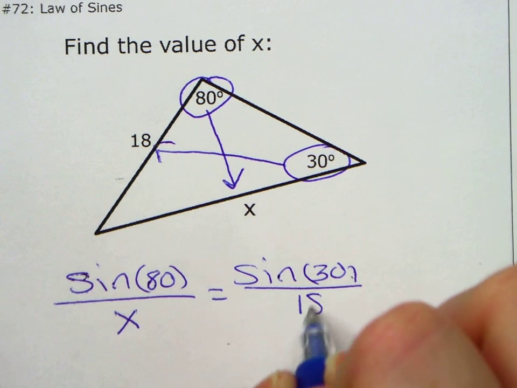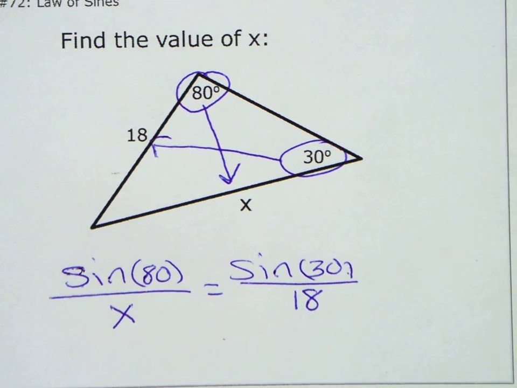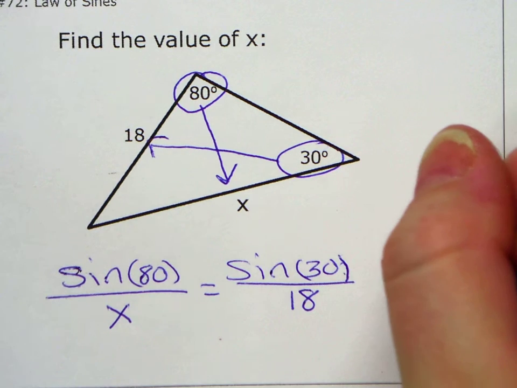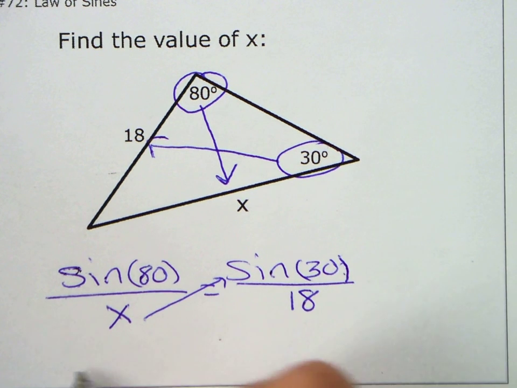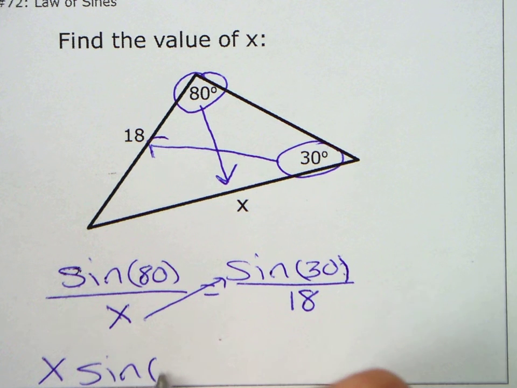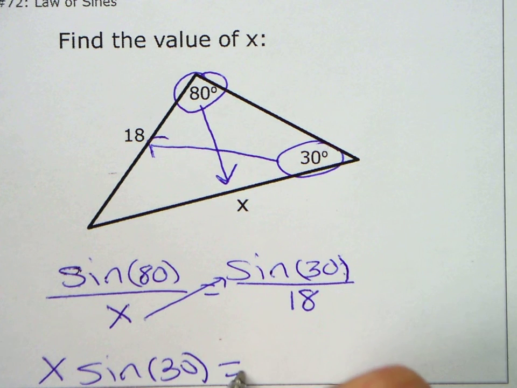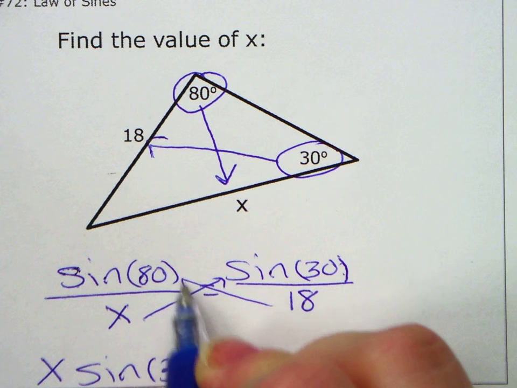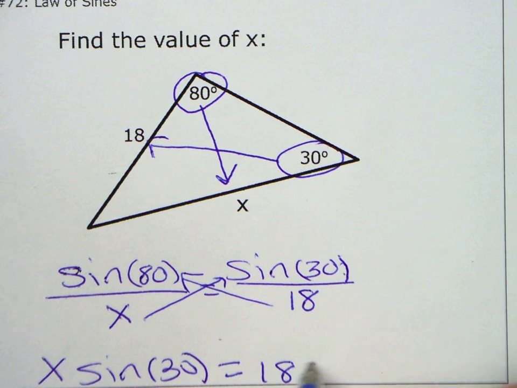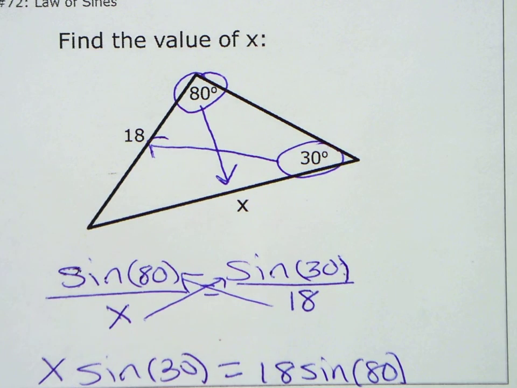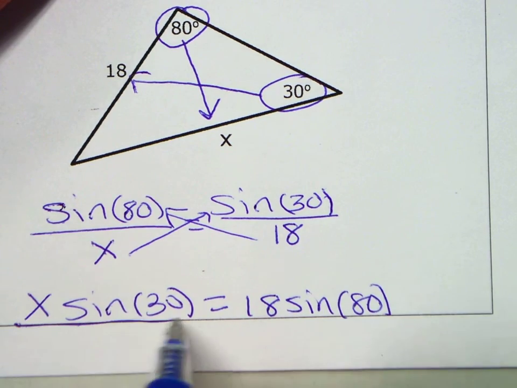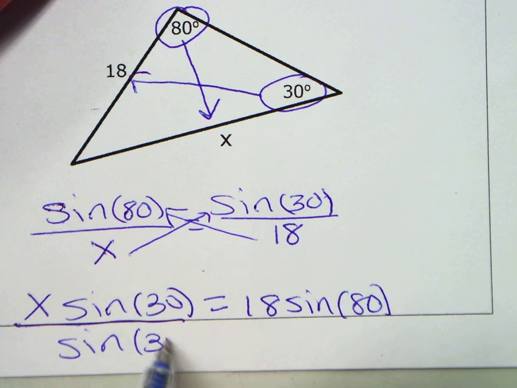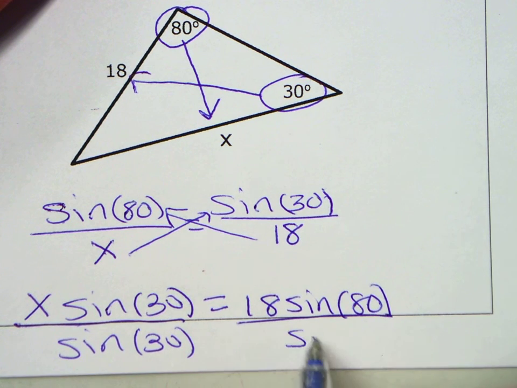What's across from 30? 18. Now all we're going to do is cross multiply. How do you cross multiply? X times sine of 30 equals 18 sine of 80. And then what's the last step to get x by itself? Divide. Divide by sine of 30.